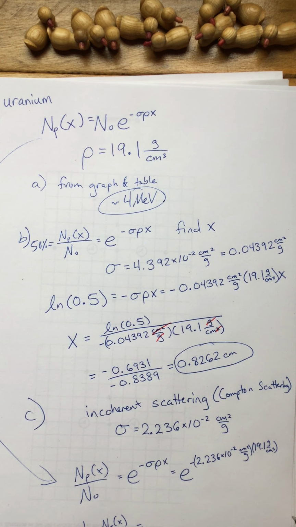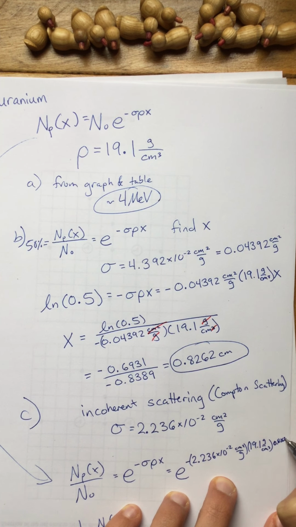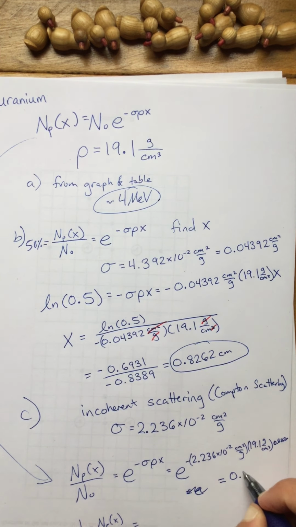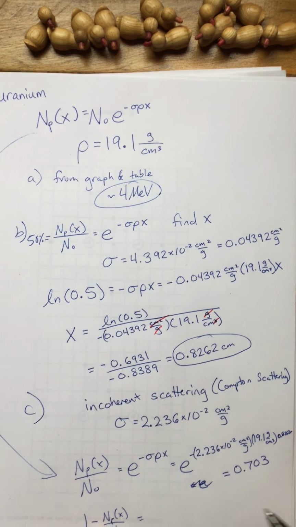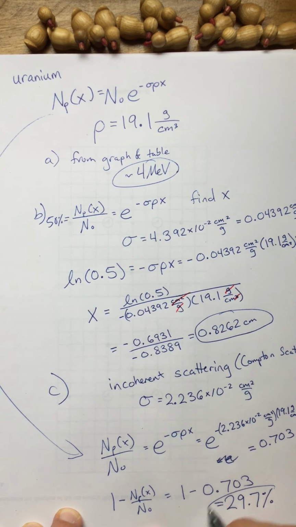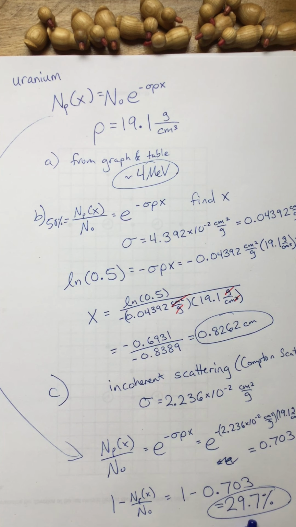What is x supposed to be here? Oh, that is what I found in part B. So this is 0.8262 centimeters. So e to the, well, I don't know what it is. This whole thing is 0.703. So this is 1 minus 0.703, which gives me 29.7%. So that is the percentage of photons that undergo this process. So 70.3% are left, 29.7% undergo Compton scattering. So that concludes 44. And next we're going to look at problem 46.